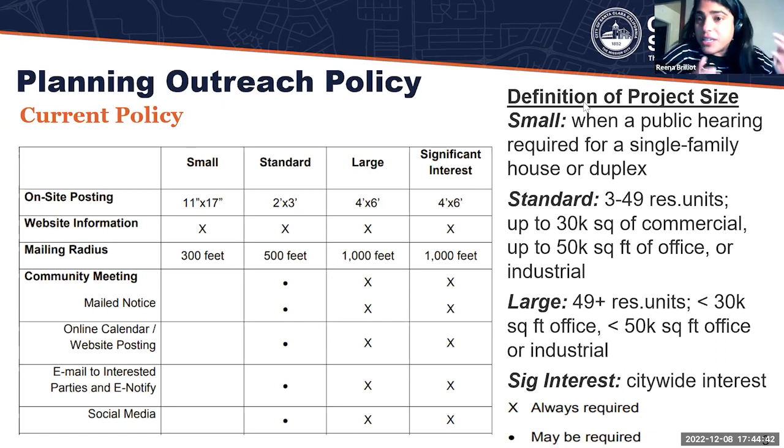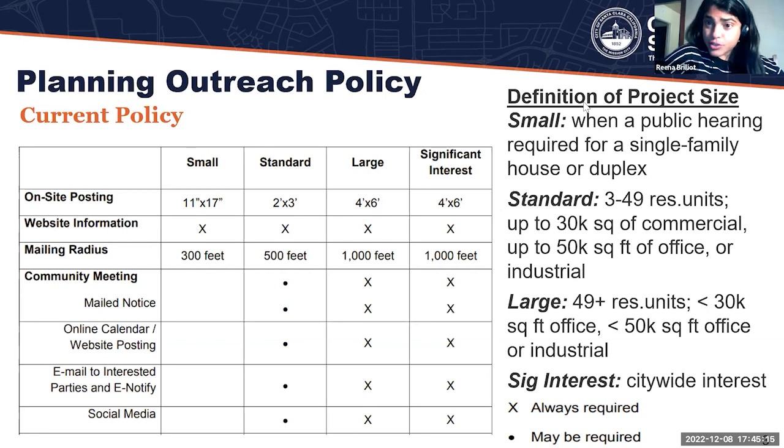Also, there's information posted on the city's website. Mailing is made available based on, once again, whether it is a small, standard, large, or significant interest project, and whether a community meeting is needed or not. Some of these other things are more specific. Is there a calendar posting included on the city's website? Of course, we're always going to post that on the city's website.